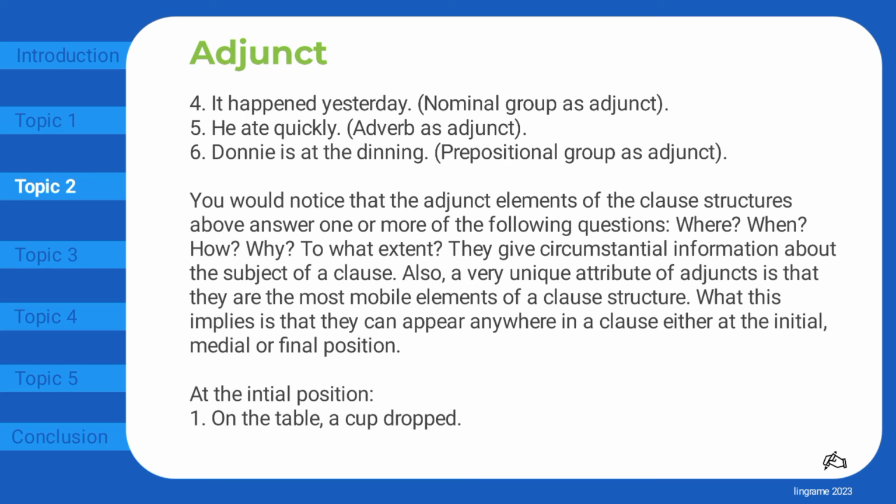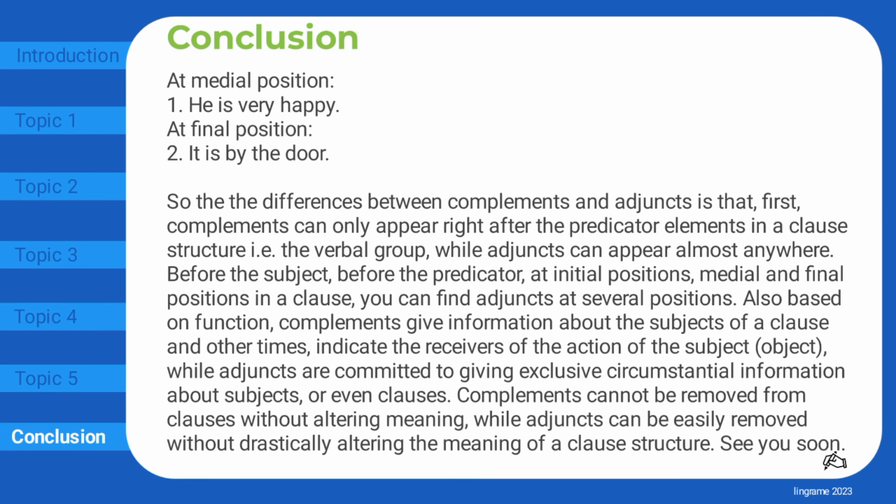Also, a very unique attribute of adjuncts is that they are the most mobile elements of a clause structure. What this implies is that they can appear anywhere in a clause, either at the initial, medial or final position. At the initial position, on the table, a cup dropped. At medial position, he is very happy. At final position, it is by the door.